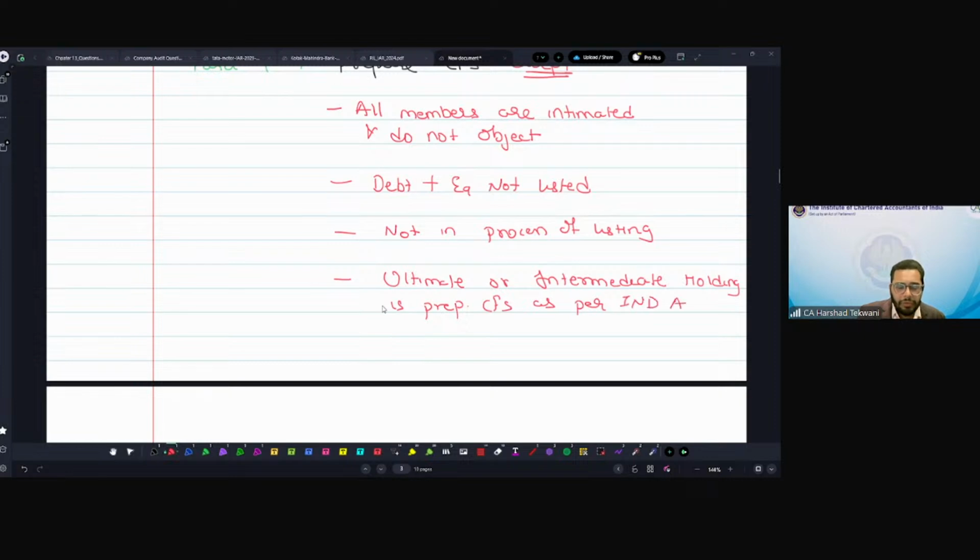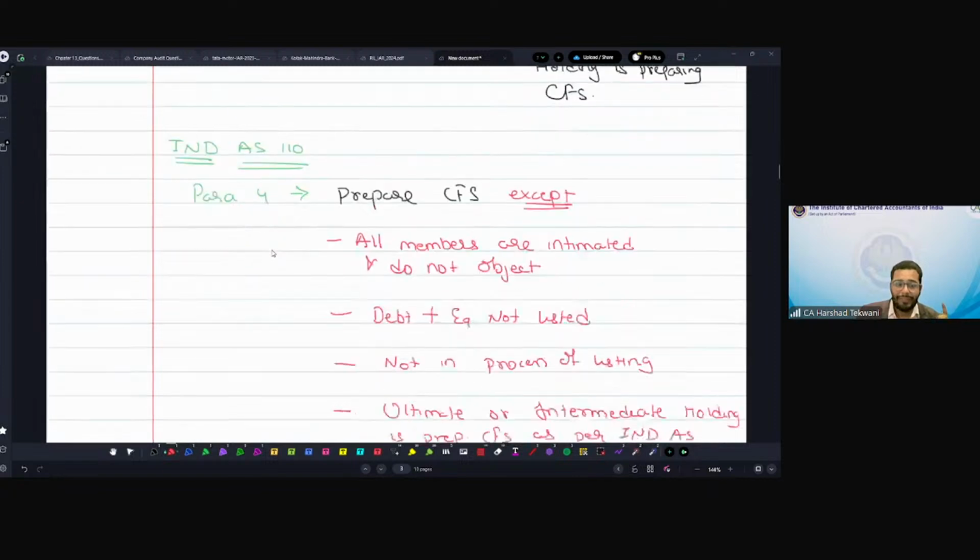Now, in the Companies Act, when we were talking about Rule 6, we were talking about the ultimate or intermediary holding company filing consolidated financial statements with the registrar, in compliance with applicable accounting standards, not only Ind AS, but accounting standards which can be any. And they are filing with the registrar. That was the requirement. So there's a slight difference between both. Although it may sound similar, there is a slight difference. Okay, that was the para 4 exemption.